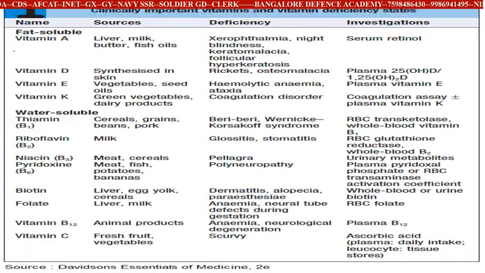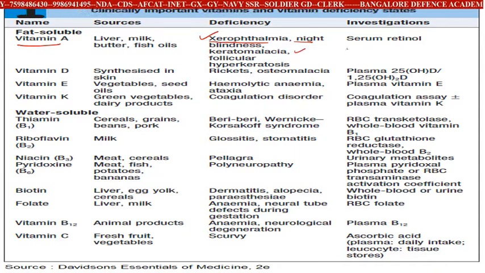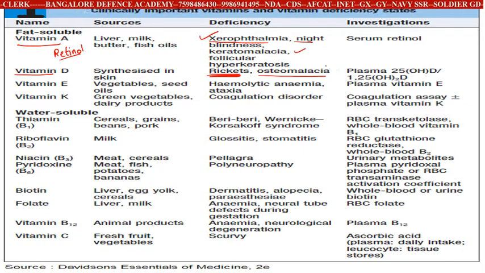Now this slide will explain the different names of the diseases. For example, for vitamin A, the diseases are xerophthalmia, night blindness and keratomalacia. It is sometimes called retinol. Vitamin A is also known as retinol. Vitamin D deficiency will cause rickets, very very important, rickets and osteomalacia. Osteomalacia, very important. The deficiency of vitamin E will cause anemia, that is important.